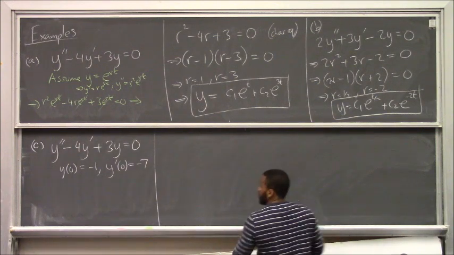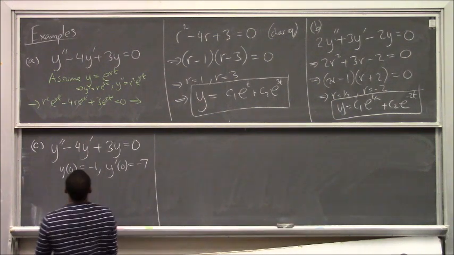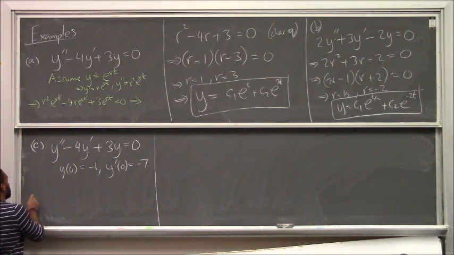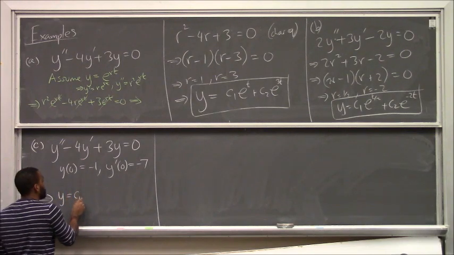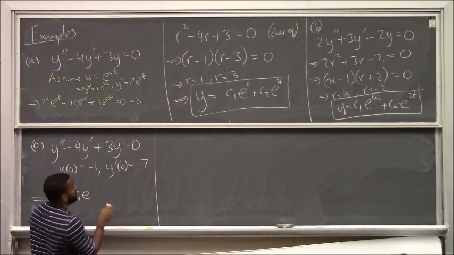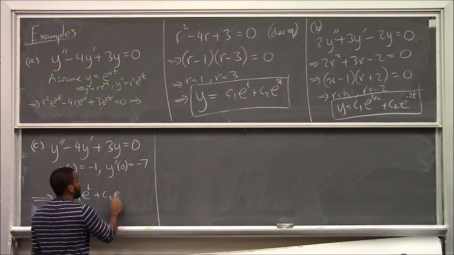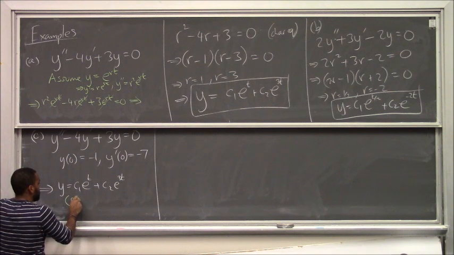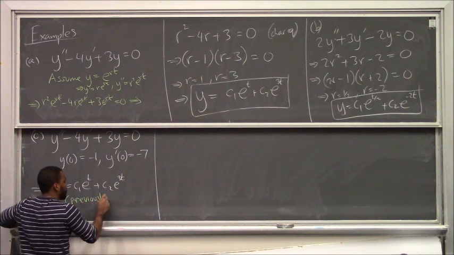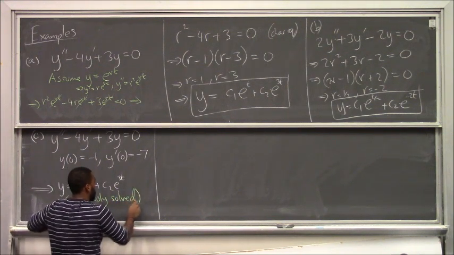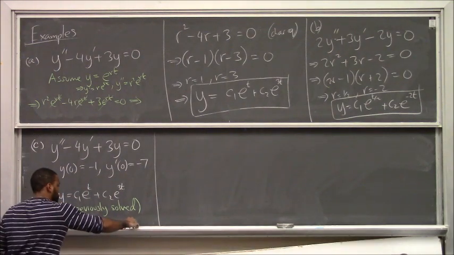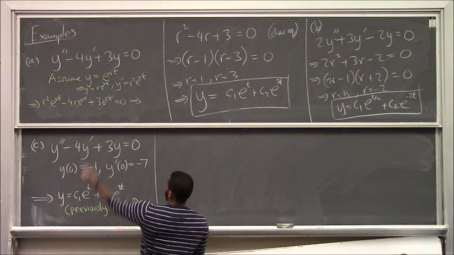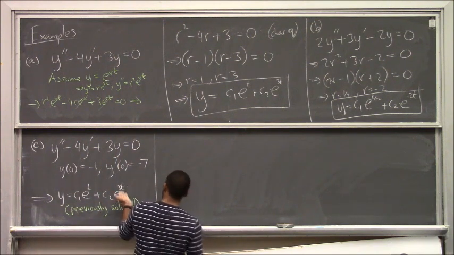It's the same as the other one, right? We already solved for the other one. So what I would say is y is equal to c1 e to the t plus c2 e to the 3t, previously solved. I put the same question again because I figured someone was going to ask how do you find the C's. So let's pick up here.